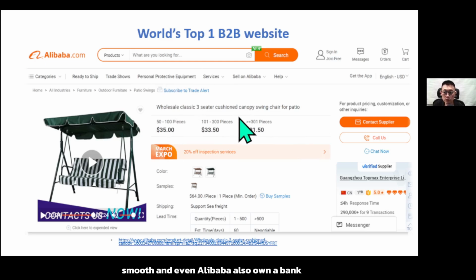And even Alibaba also owns a bank. Maybe they will lend the money. They can give a loan. So you can get a loan, and you can secure your process, the purchasing process or selling process. So it's a win-win situation by a platform, marketplace like Alibaba.com. Not only Alibaba, we have many similar platforms.